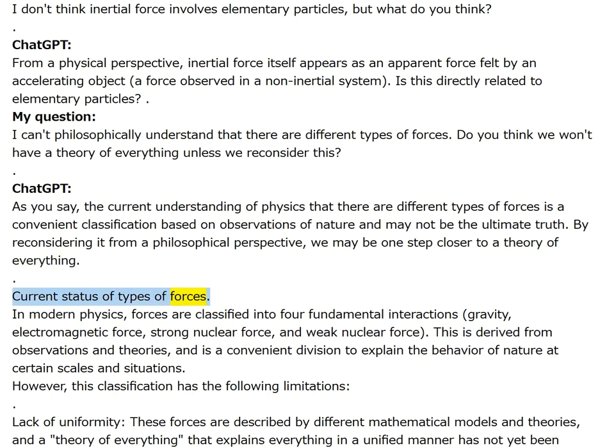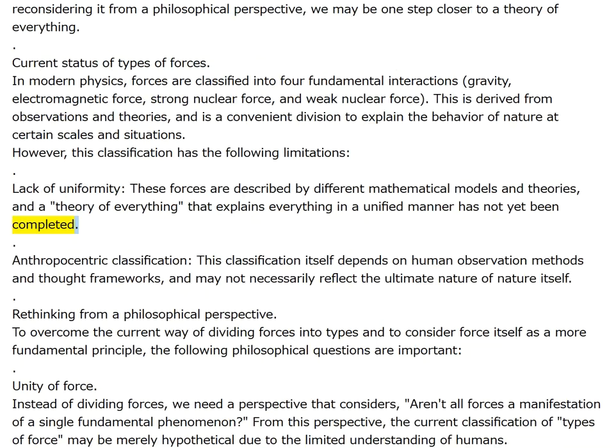Current status of types of forces. In modern physics, forces are classified into four fundamental interactions: gravity, electromagnetic force, strong nuclear force, and weak nuclear force. This is derived from observations and theories, and is a convenient division to explain the behavior of nature at certain scales and situations. However, this classification has the following limitations. Lack of uniformity. These forces are described by different mathematical models and theories, and a theory of everything that explains everything in a unified manner has not yet been completed. Anthropocentric classification. This classification itself depends on human observation methods and thought frameworks, and may not necessarily reflect the ultimate nature of nature itself.